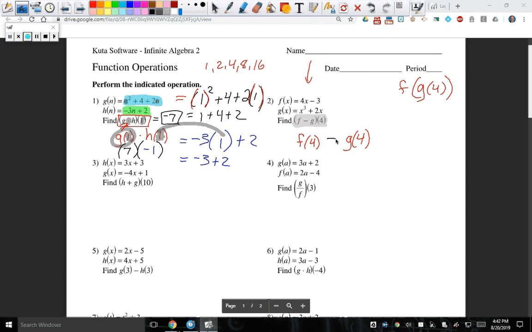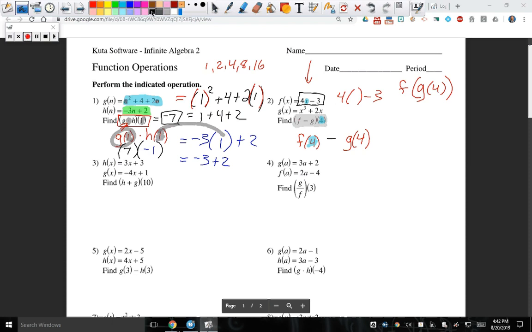So let's find f of 4 first. That means we're going to take this input value of 4 and we're going to look at the f machine and we're going to plug it in where we see that input variable of x. Okay, so let me copy that f machine. That means 4 in parentheses minus 3.